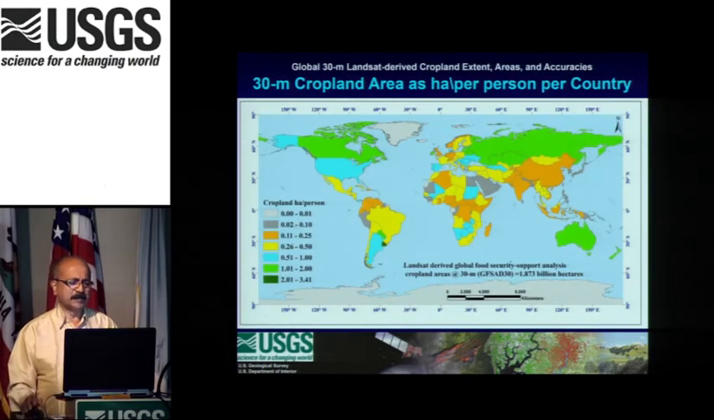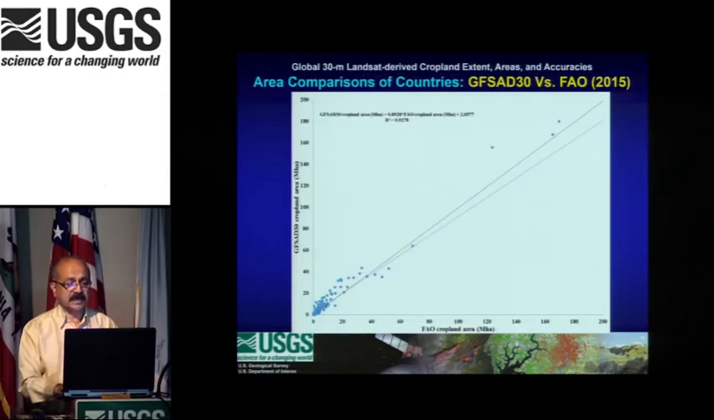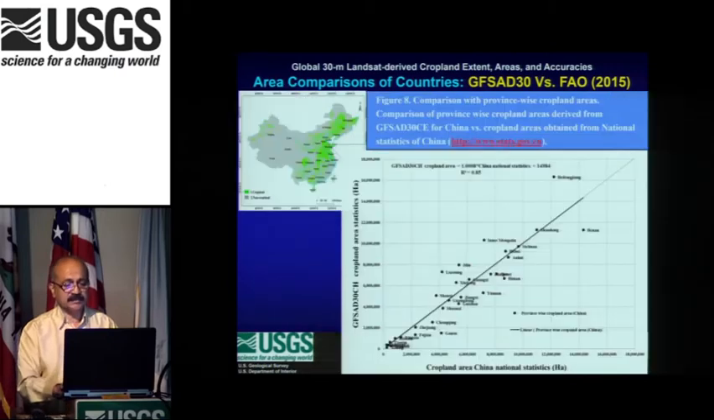Using this data, you can come up with a lot of other types of statistics. For example, how much cropland you have per person. Uruguay is the number one country in the world. It has around 3 hectares of cropland per person, whereas the US has around 0.5. I know there is an exact figure, but I don't remember it. You can go and check that on our web page, along with the comparison with the FAO statistics for every country in the world.